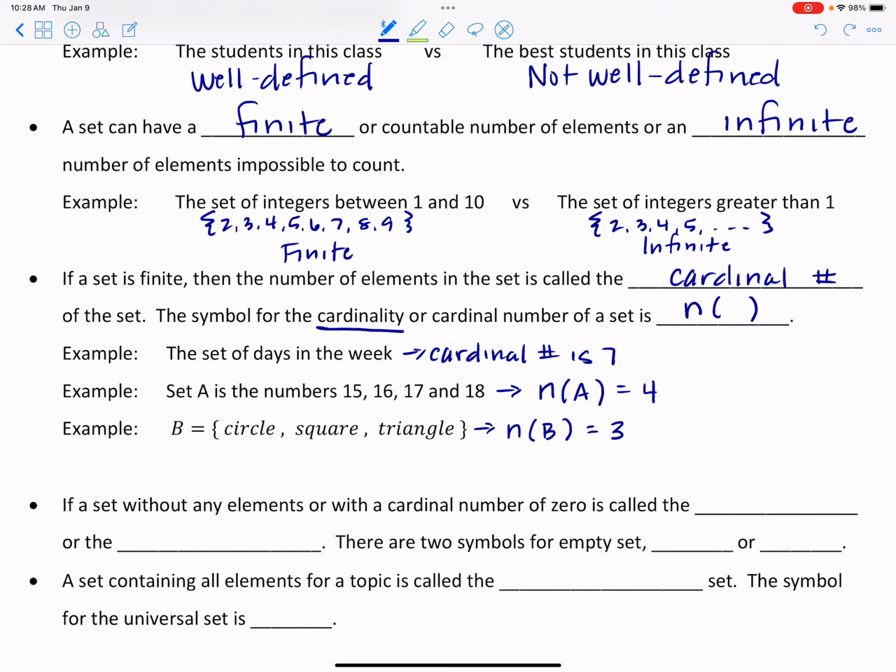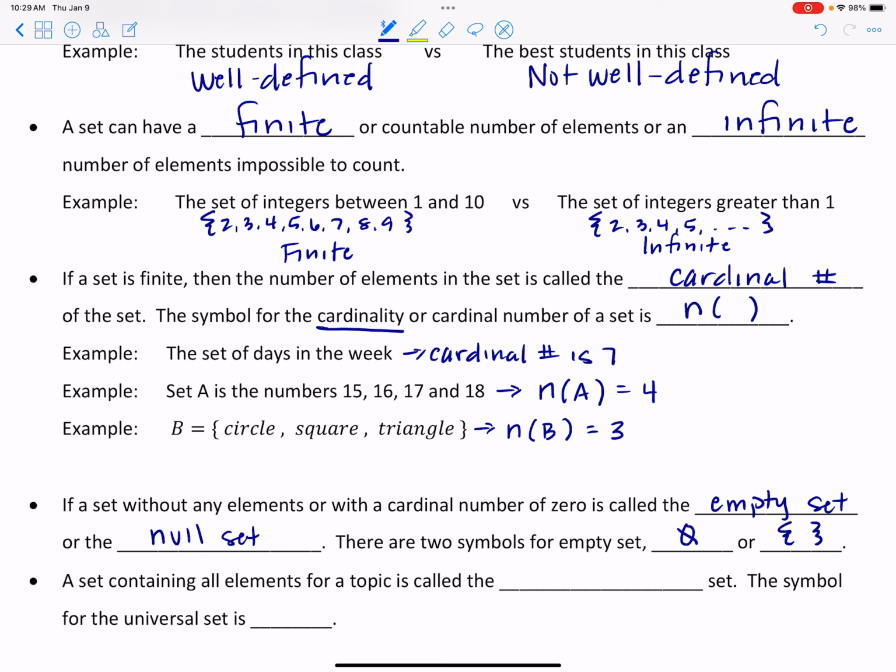Now, if a set doesn't have any elements, or if it's got a cardinal number of 0, we call it the empty set. The empty set, or sometimes we also call it the null set. I tend to use empty set, and there are 2 symbols for this. One of them you've probably seen before. Looks like the no solution symbol that we're used to when we solve. We use that symbol to replace the words no solution, because if we solve an equation that doesn't have an answer, it means that the set of answers is empty. There are no answers in that set of answers. We can also, for empty set, use the braces and just don't put anything in them. That would be, again, a symbol for an empty set.